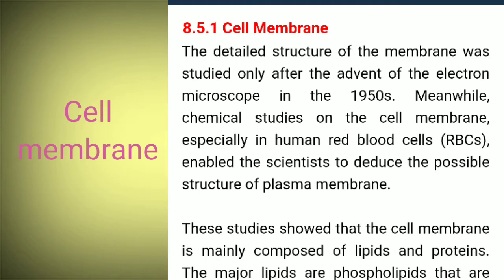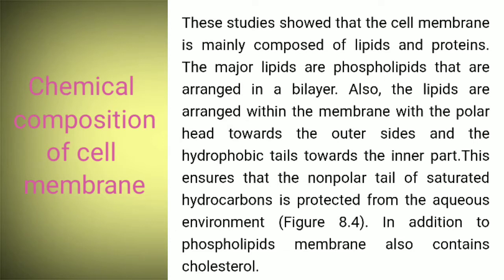Now let's come to the chemical nature of the plasma membrane or the cell membrane. From your textbook again, this study shows that the cell membrane is mainly composed of lipids and proteins. That means the chemical composition of the plasma membrane is mainly lipids and proteins. And here the major lipids are phospholipids that are arranged in a bilayer.